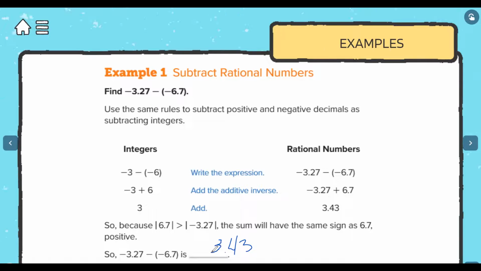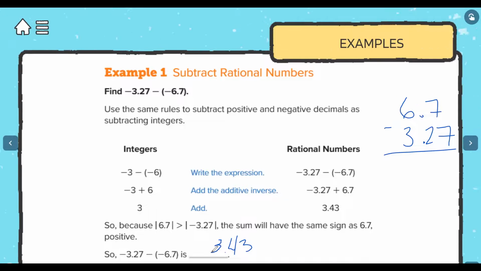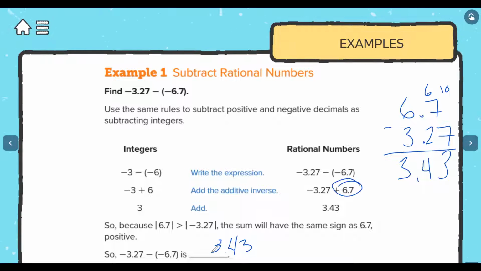How do we do it? Well, we subtracted 6.7 minus 3.27. Remember, the decimal point needs to go in the same spot. So 0 minus 7, it cannot be done, so we need to add a 1. 10 minus 7 is 3. Now this one, the 7 is a 6 because it lent one to the 0. So 6 minus 2 is 4, and 6 minus 3 is 3. Since 6.7 is bigger, and if we see right here, it's a positive number, my answer would also be positive, 3.43.